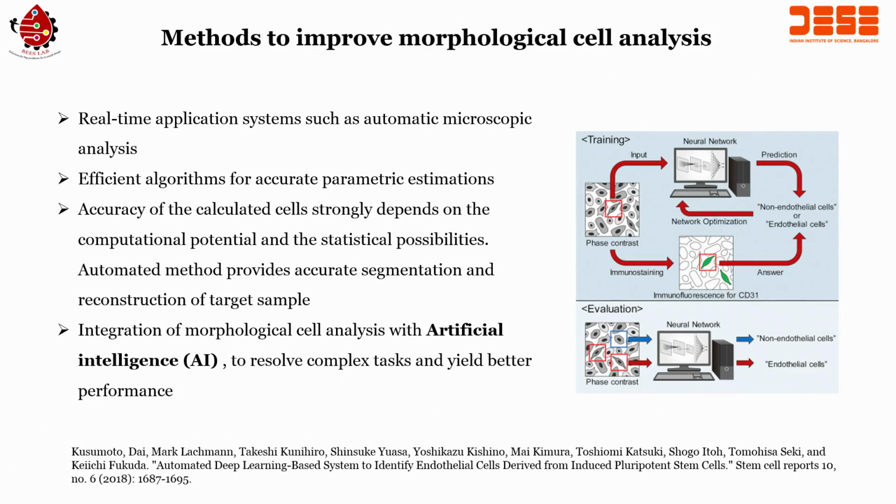But for this slide, let us see real time applications such as automatic microscope analysis, which is one of the improvements that can be thought of, and efficient algorithms for accurate parametric estimations. The accuracy of calculated cells strongly depends on computational potential and statistical probabilities, also possibilities. The automated method provides accurate segmentation and reconstruction of the target sample.